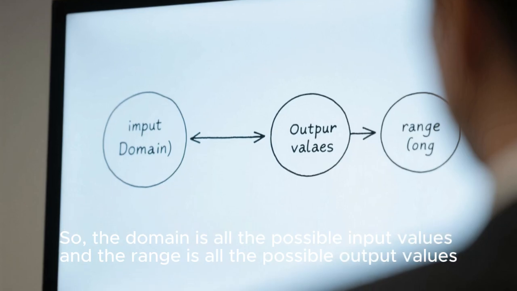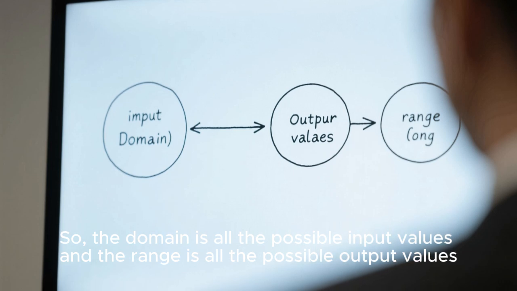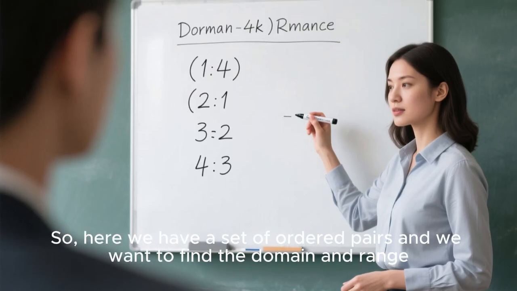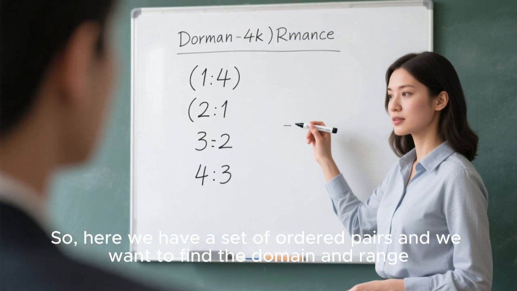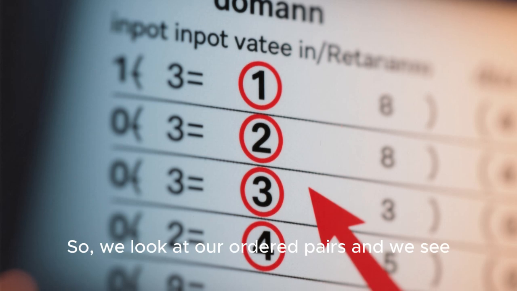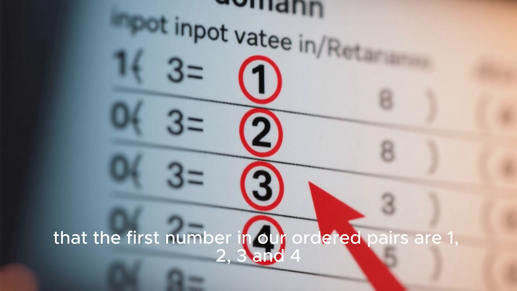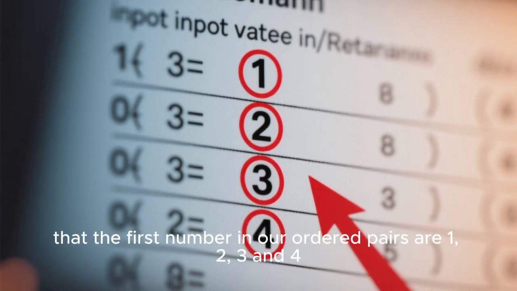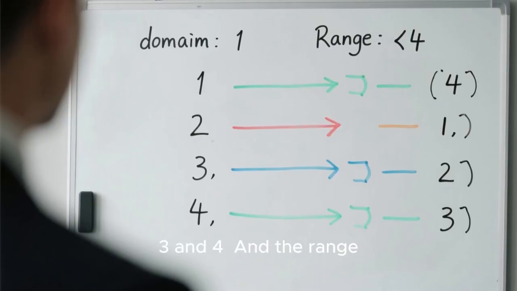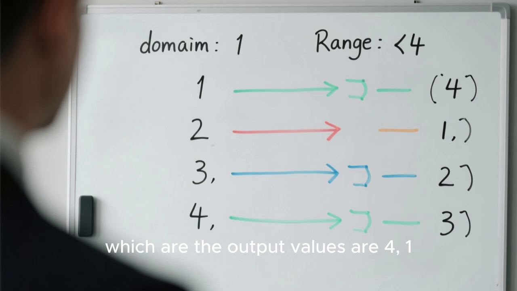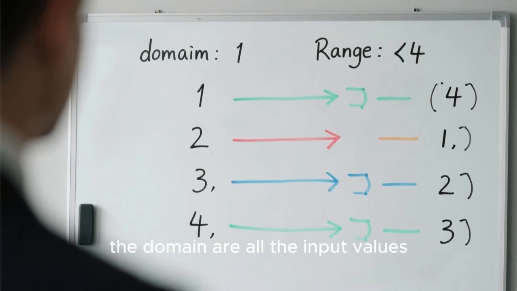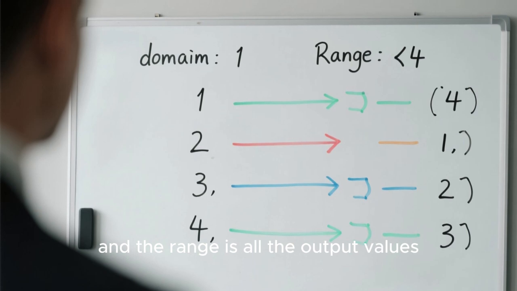The domain is all the possible input values and the range is all the possible output values. Let me show you an example. Here we have a set of ordered pairs and we want to find the domain and range. The domain is all the input values. So, we look at our ordered pairs and we see that the first numbers in our ordered pairs are 1, 2, 3, and 4. So, the domain is 1, 2, 3, and 4. And the range, which are the output values, are 4, 1, 2, and 3. So, again, the domain is all the input values and the range is all the output values.